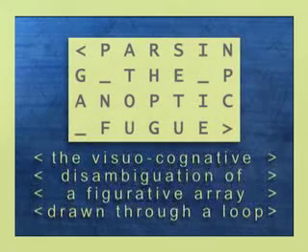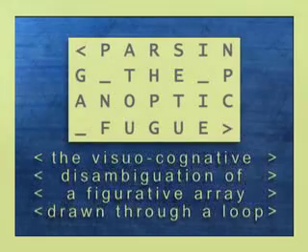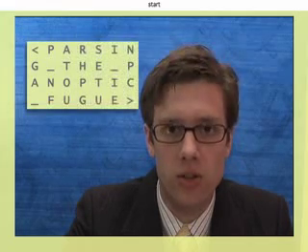Parsing the Panoptic Fugue, the visuo-cognitive disambiguation of a figurative array drawn through a loop. The first item I will explain is the keystone that unites and supports an array of functional structures.